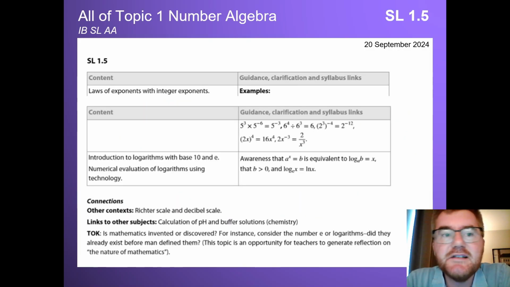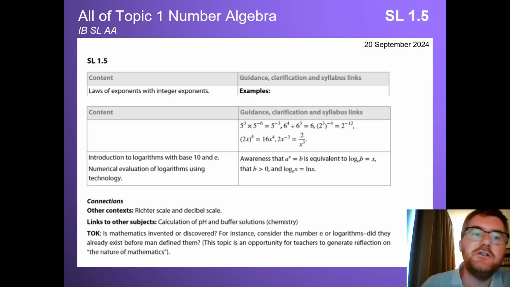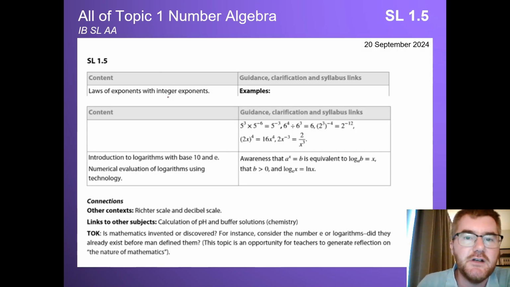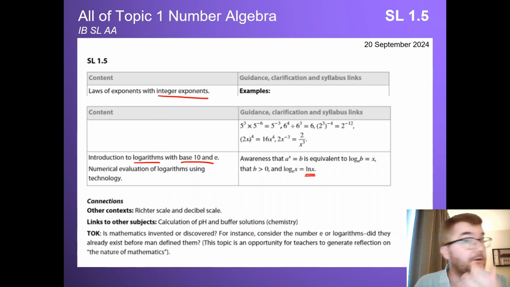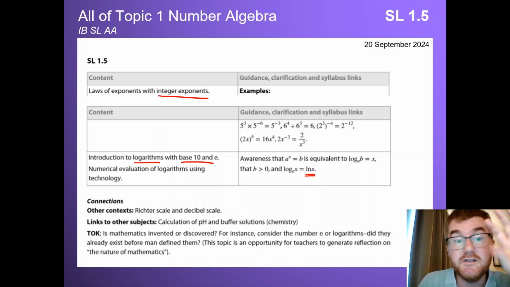Okay, on to SL 1.5. So this is now the laws of exponents with integer exponents. That's the kind of easy stuff. And also working with logarithms as well. So logarithms with base 10 and base e. So you have to know what the natural log of x is, e to the power of x, so the exponential function. And then using technology to actually numerically evaluate that. So you can often use graphing as well. I often recommend graphing rather than using nsolve and things like this. Again, I can talk about that in a later video on the calculator part.